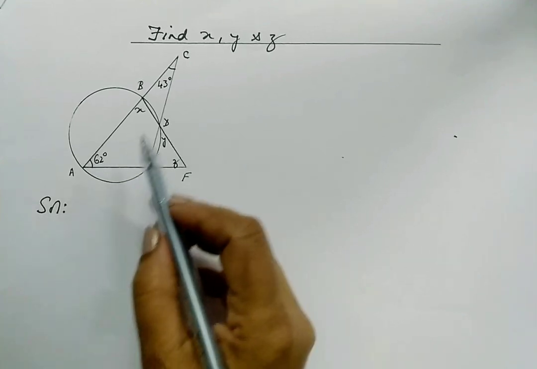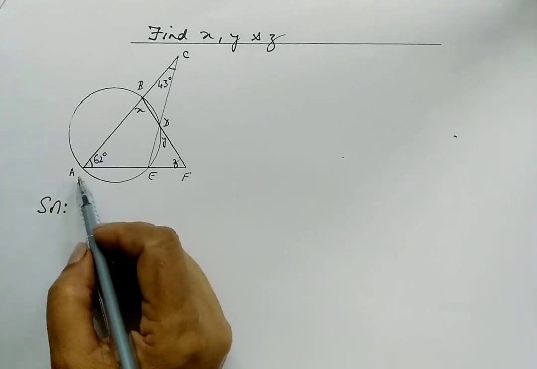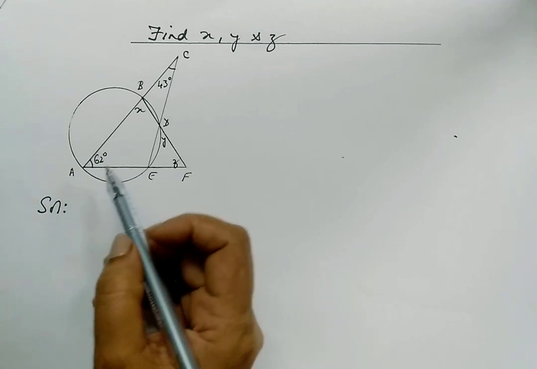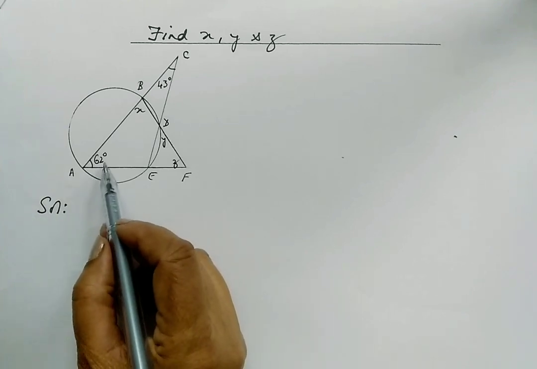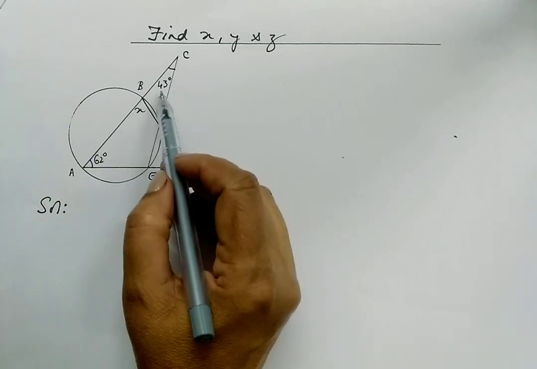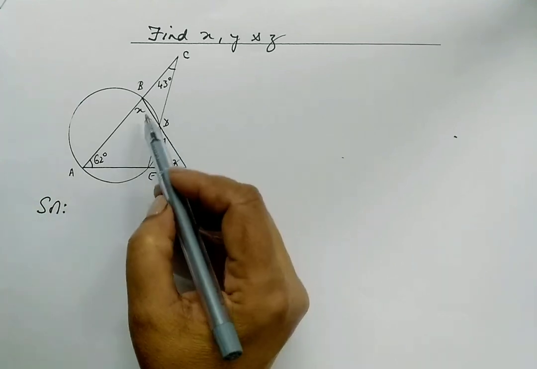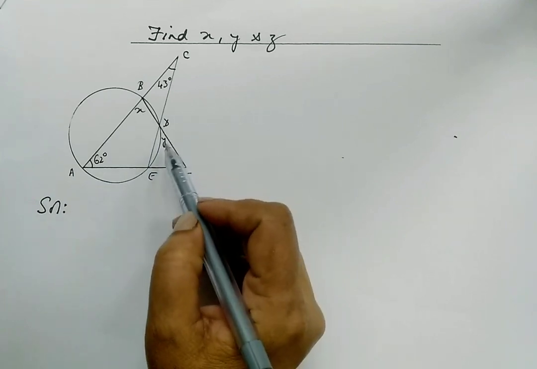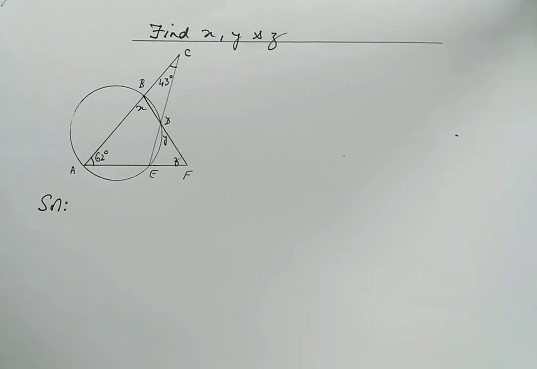Now two values have already been given. First is for angle A, second is for angle C. Angle A is equal to 62 degrees while C is 43 degrees. Okay. Now our motive is to find out x, y and z using those theory or concept based on cyclic quadrilateral. Alright.